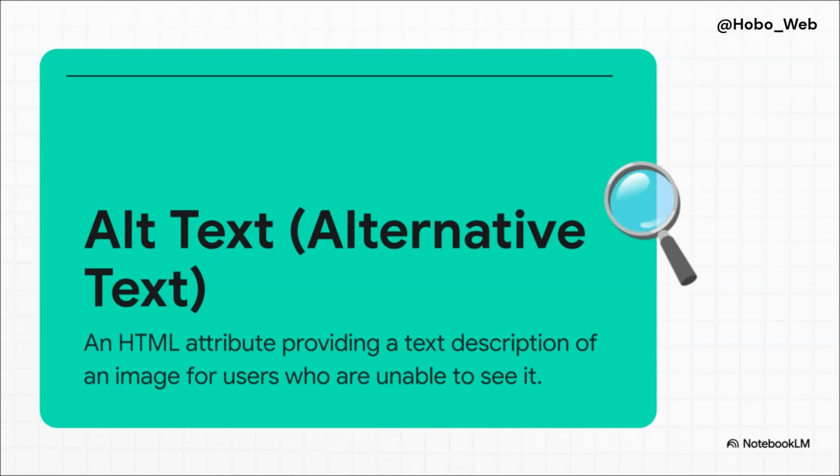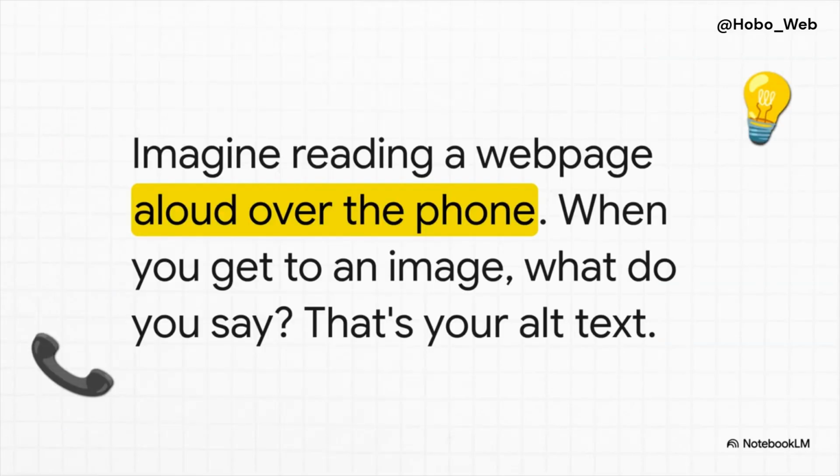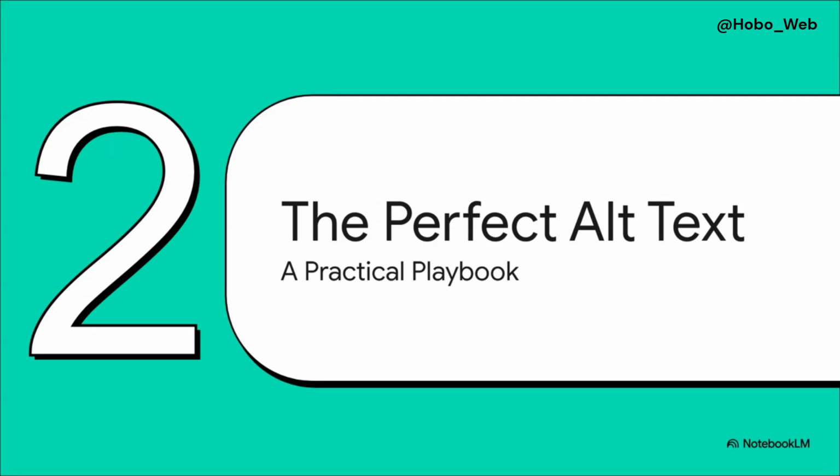Okay, if you remember only one single thing from this entire explainer, please make it this: the phone call test. Just imagine you're on the phone with someone, and you're reading a web page out loud to them. When you get to an image, what would you naturally say? That helpful, quick description? That's it. That's your perfect alt text. It's really that simple.